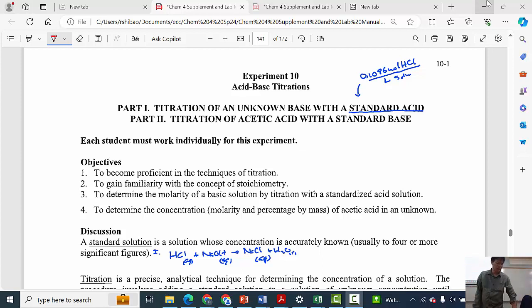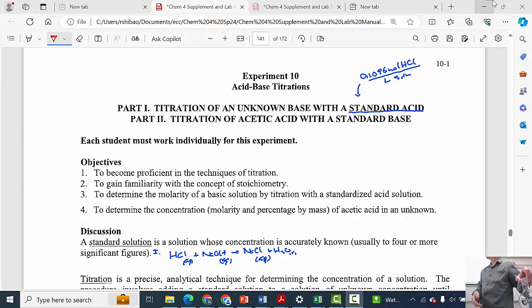So for example, we're going to be doing a titration of an unknown base. The base is not unknown. We know what the base is. The base is sodium hydroxide. What's unknown is the composition, because this is sodium hydroxide aqueous. Sodium hydroxide aqueous contains sodium hydroxide and water. Well, how much sodium hydroxide and how much water? We want to know the composition.